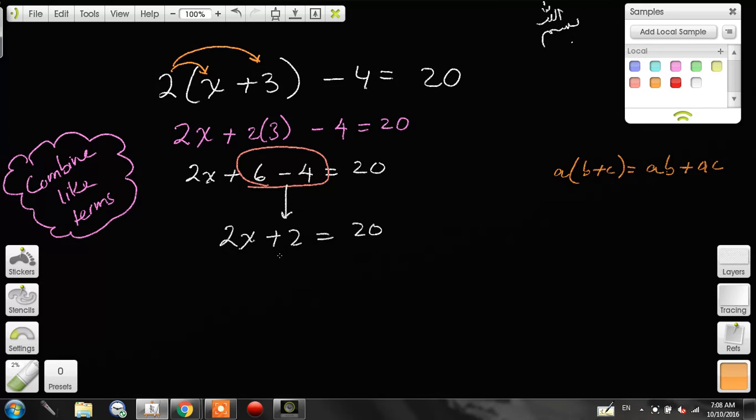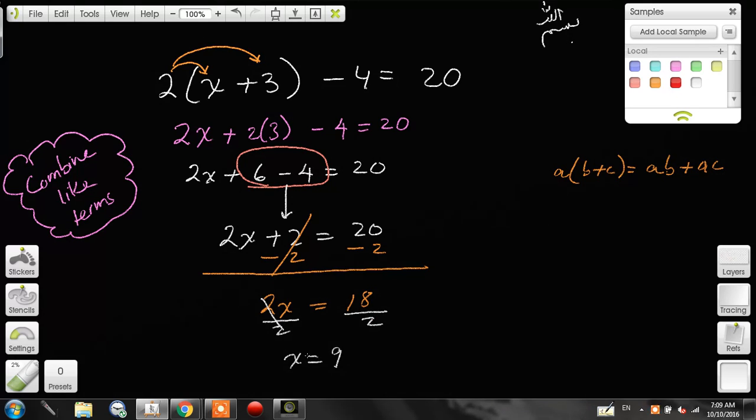Well, now what? Well, we have to get rid of these. We'll subtract 2 from both sides, outside in, the onion method. So that's 2x, that's gone, is 18. And then you divide both sides by 2, then x is equal to 9. Ta-da. Okay, that's easy enough to say. Okay, let's do this.